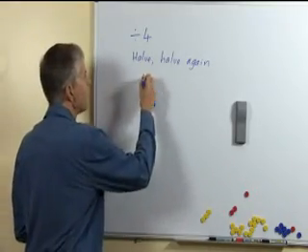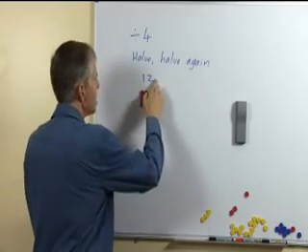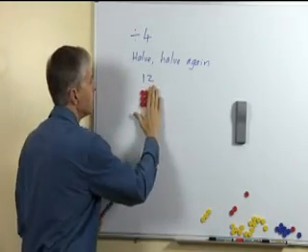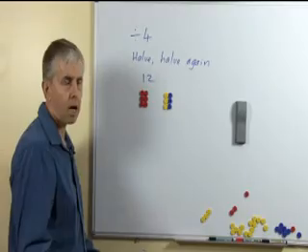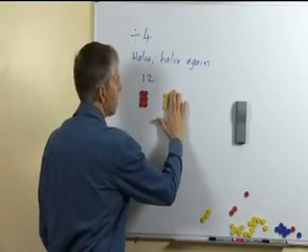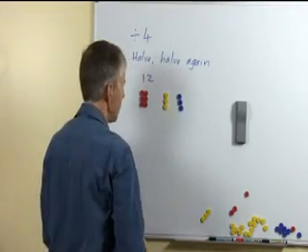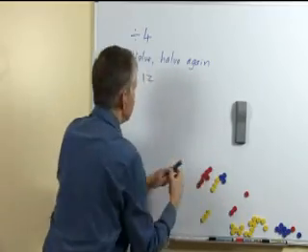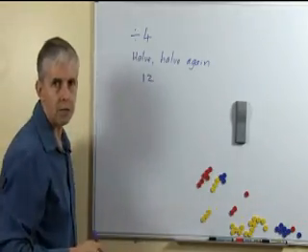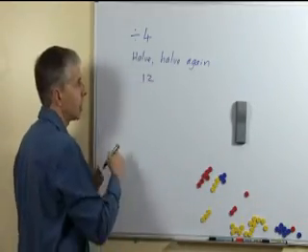So here's an example. If we have 12 and we say, what's half of 12? Students should be able to do that. Half of 12 is 6. And what's half of 6? That's 3.